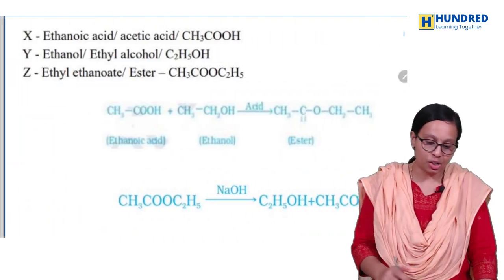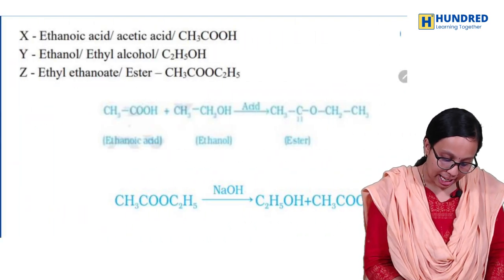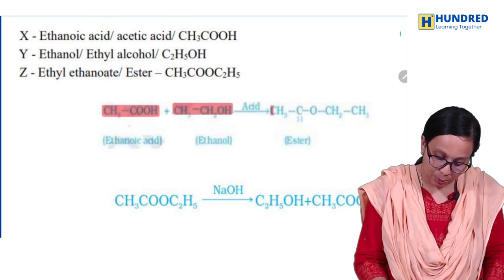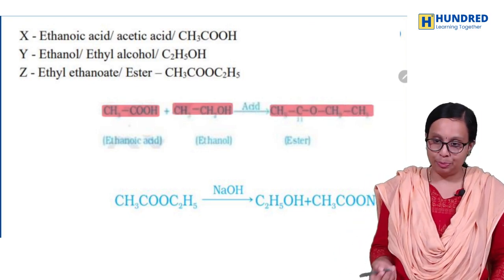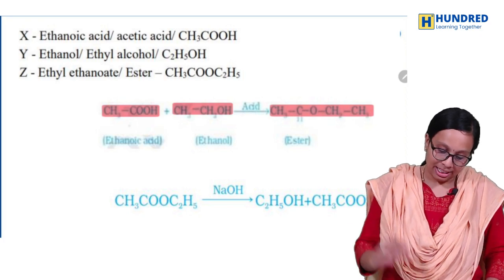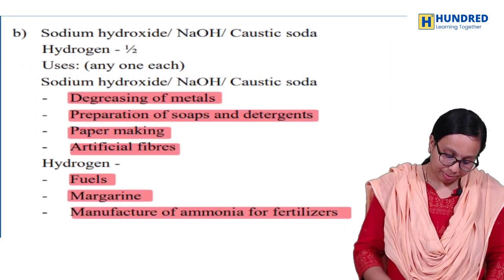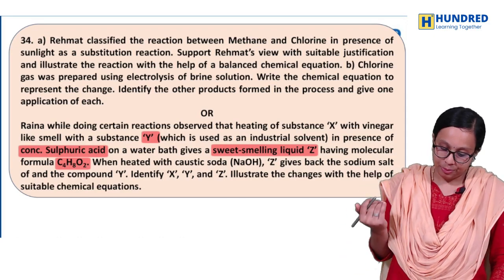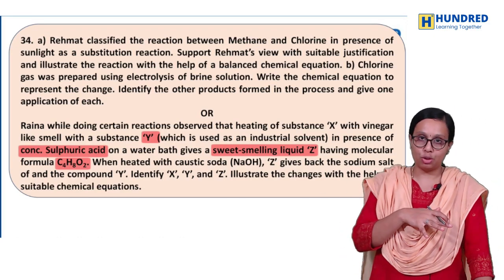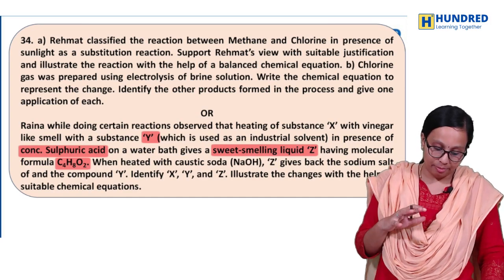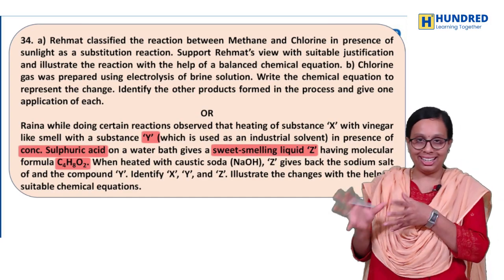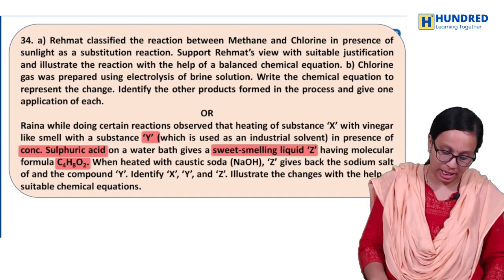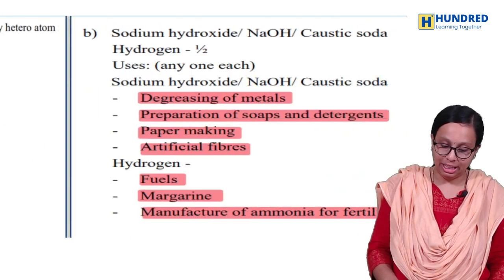Okay, so here the reaction is, you're taking ethanoic acid, and it's reacting with ethanol. You're getting a sweet smelling compound, that is the ester. So this is the first reaction. Next, the next half of the question: when heated with caustic soda, Z gives back the sodium salt and the compound Y. So you're getting Z. When it reacts with NaOH, again it will give us Y. They're asking us to identify X, Y, Z with suitable chemical reactions.